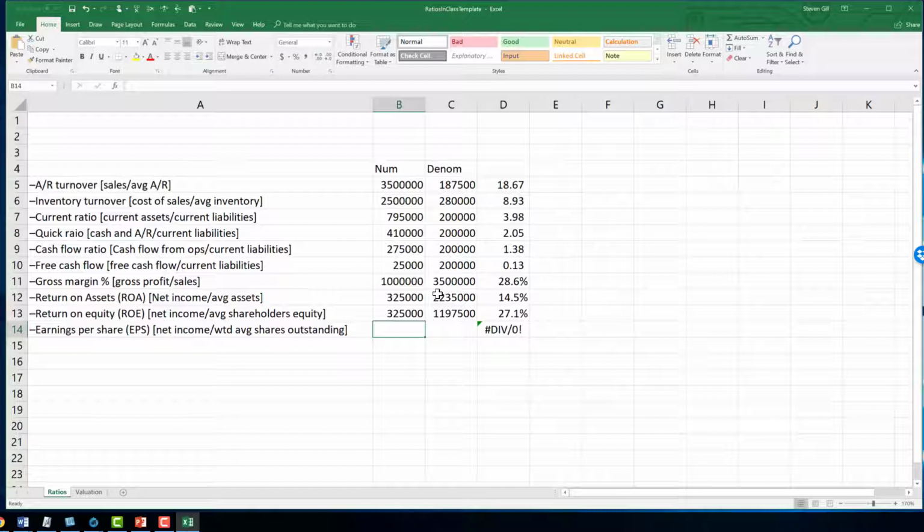And last but not least, earnings per share. All right, so for that, I need to get my weighted average shares outstanding. Oh, and it was the same in both periods. That makes that easy. Got one too many zeros there. There we go. All right. So there's our profitability ratios. Pretty straightforward, pretty easy to calculate.